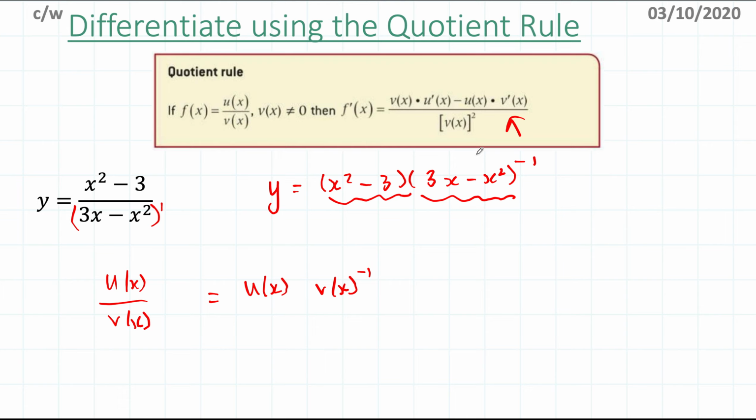So you can see how the formulas link, how the rules link together. We're not jumping to the quotient rule immediately. It actually came from a previous process. But using it again, it should be quite simple. You just find your substitutions, you differentiate them, and then you follow the rule exactly.